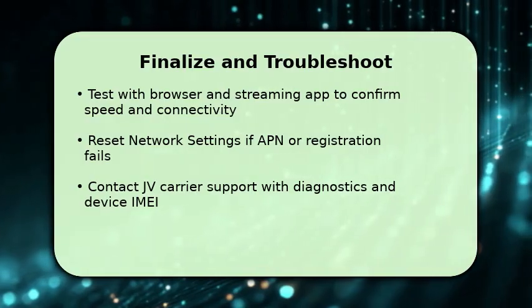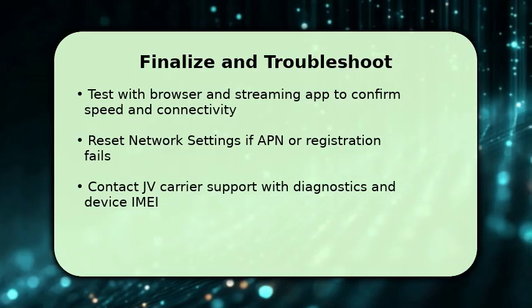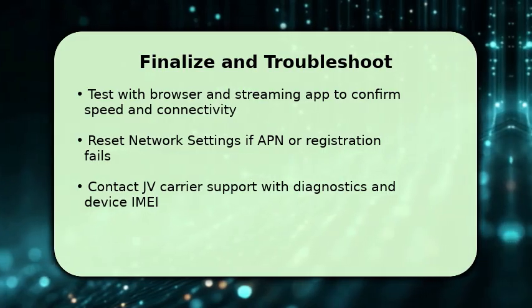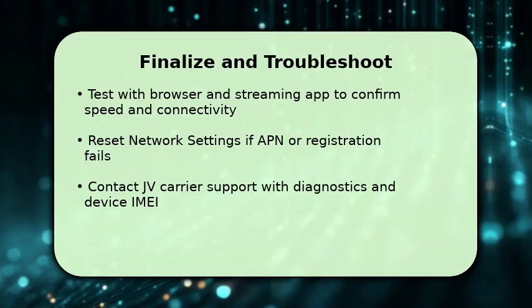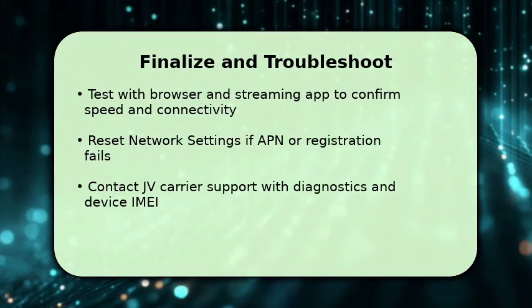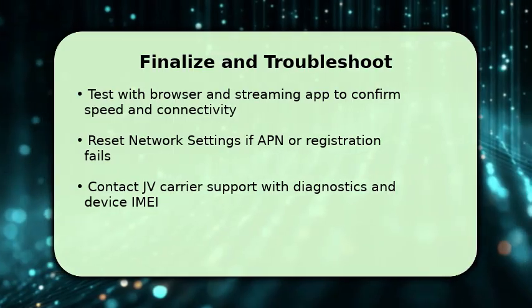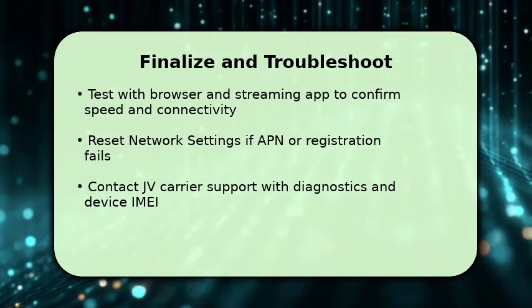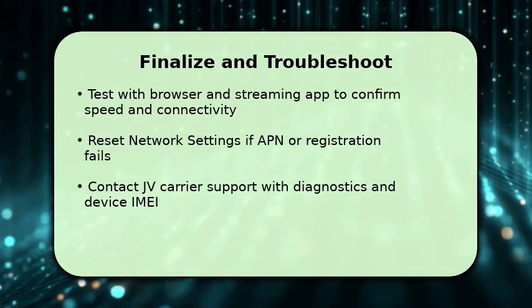If the phone fails to register or data won't start, reset network settings in Settings, General, Reset, then reapply the APN or profile. This often clears conflicts. If problems persist, collect your device IMEI and current APN values and contact the JV carrier support for provisioning checks.